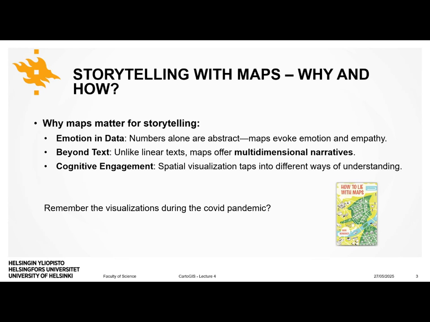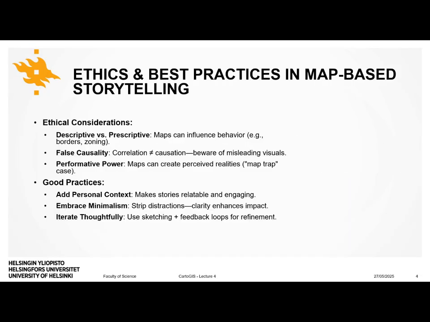There's a classic book that many of you, I'm sure, are familiar with, How to Lie with Maps. It's an old book from a few decades ago, but recently there has been a new version of it. They have just, I guess, made the maps colorful and made some improvements. But that's a good example of how you can tell different stories with the same data, by making different visualization decisions. So, some ethics and best practices in map-based storytelling, some ethical considerations. Descriptive versus perspective.